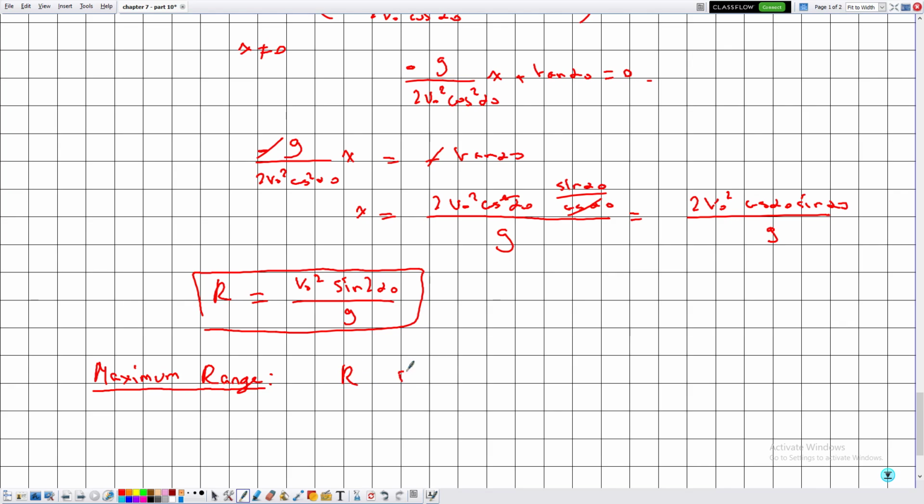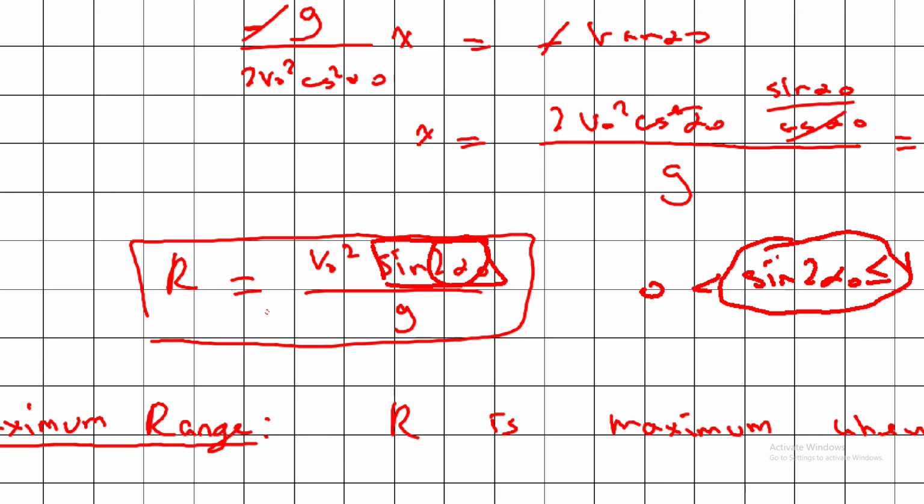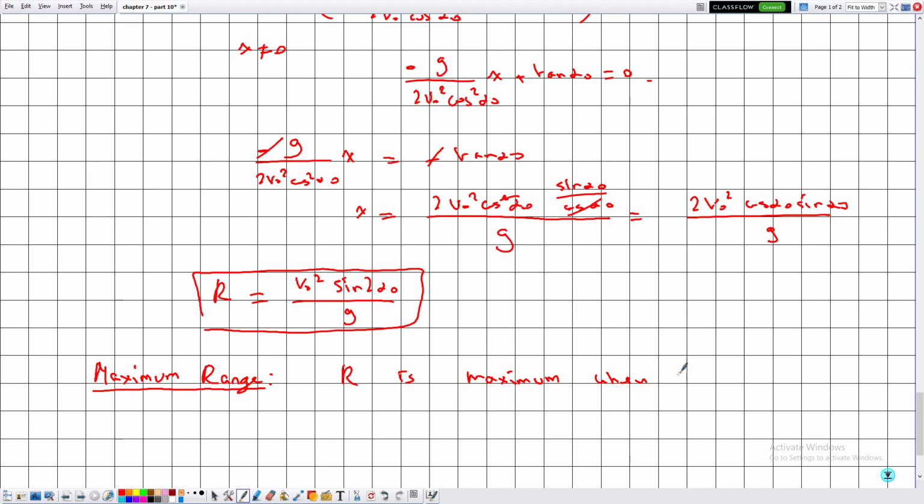So r is maximum when, notice that here sine of this angle, which is 2 alpha 0, ranges from, say for example, greater than 0 and less or equal to 1. So it's maximum when sine 2 alpha 0 is equal to 1 because it's the largest value, which means that 2 alpha 0 must be equal to pi by 2, which means that alpha 0 is equal to pi divided by 4.